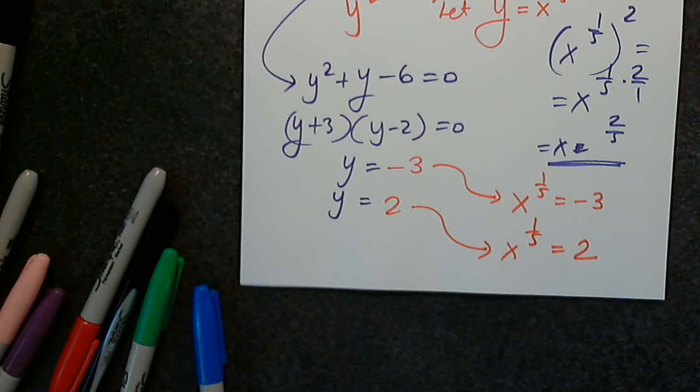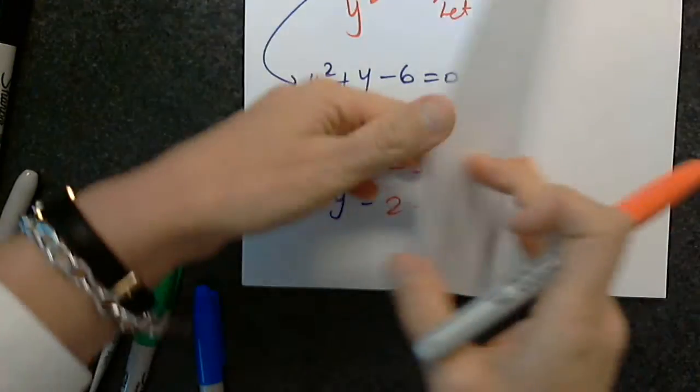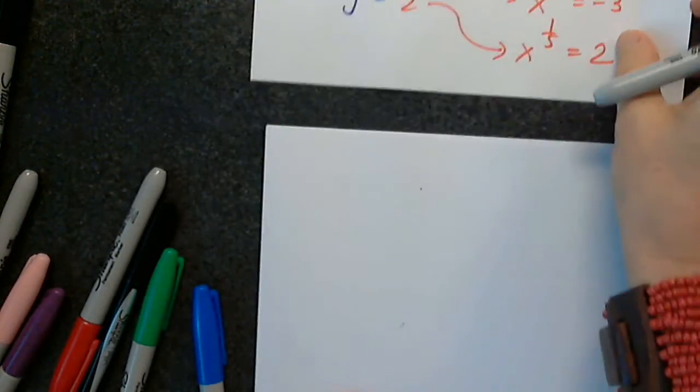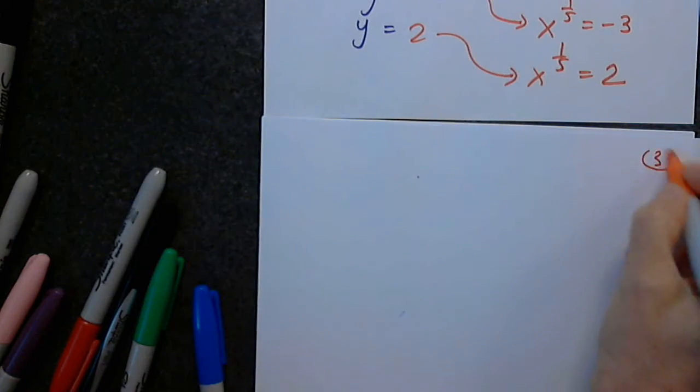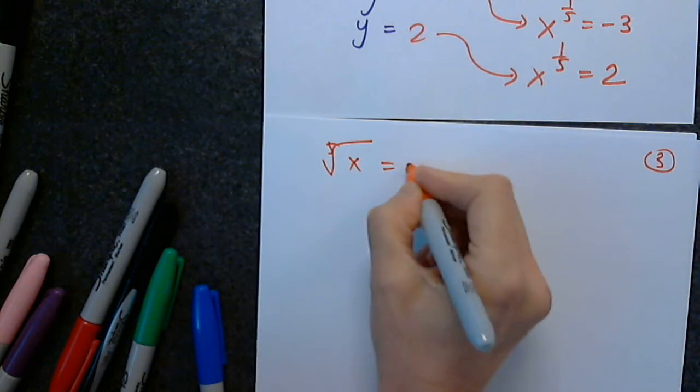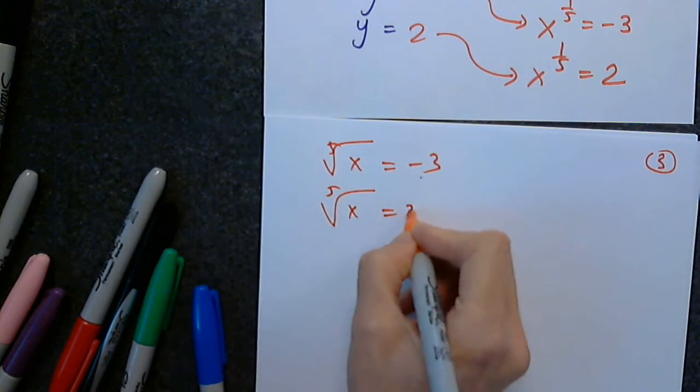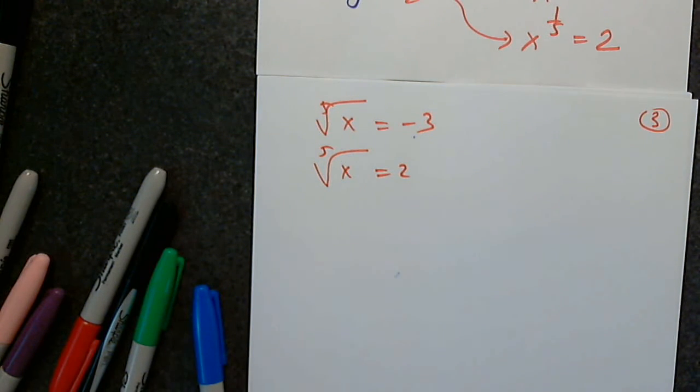What type of equation is this? What does x to 1/5 mean? And then I'll know what type of equation it is. The 5th root of x. So what type of equation is it? Radical equation. Awesome. Yes. So how do I solve the radical equation? x to 1/5, or the 5th root of x, equals -3, and the 5th root of x equals 2. What do I have to do to eliminate the radical?